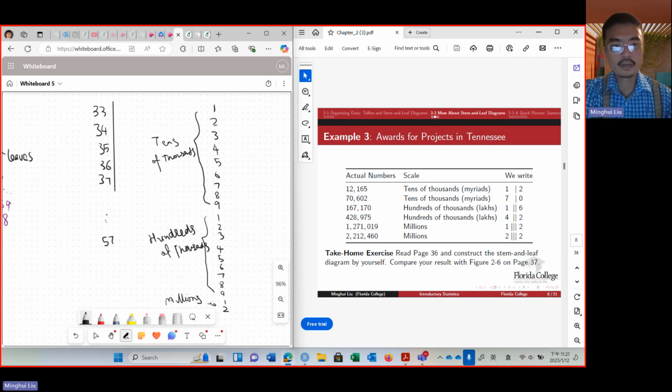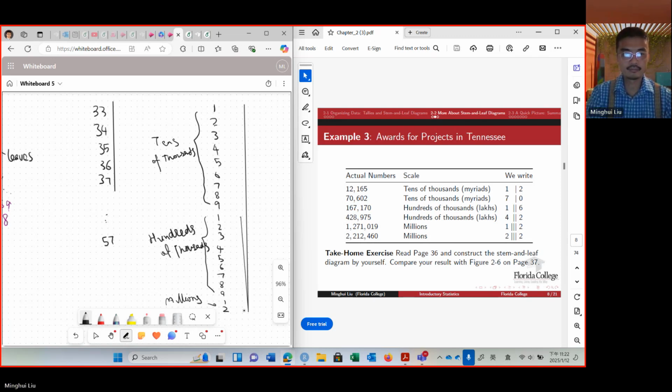For the tens of thousands, we're going to draw one vertical bar. And for the hundreds of thousands, two vertical bars. For the millions, three. So what you can do to accomplish this is to draw one long vertical bar all the way down. And then another vertical bar from the hundreds of thousands to the millions. And then one vertical bar just for the millions.